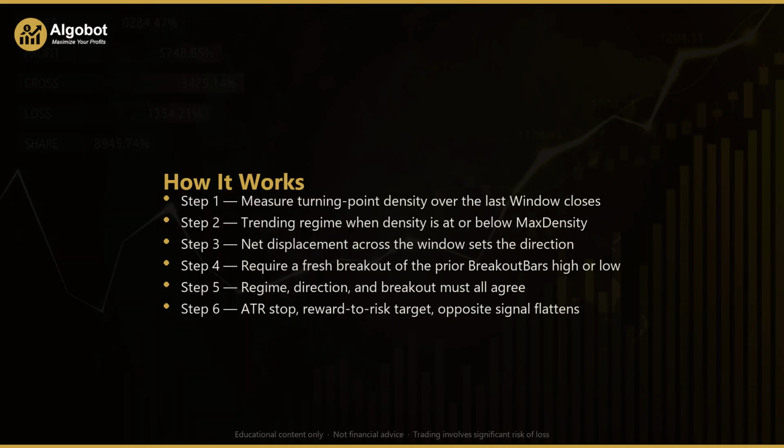Step 6 is management. If a position is already open and an opposite signal appears, the strategy reads that as a regime flip and simply closes the position, stepping aside to re-enter on a later bar. It never stacks trades in the same direction. When it does enter, it places a stop a set number of average true range units away, 2 by default, and sets the take profit at a reward to risk multiple of that distance, 1.8 by default. So the potential reward is planned to be larger than the amount risked on each trade.